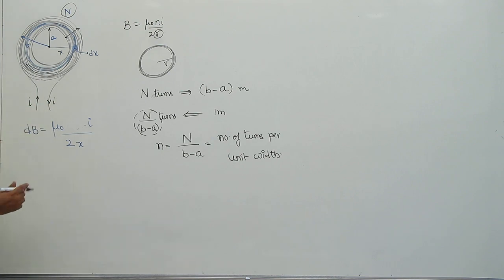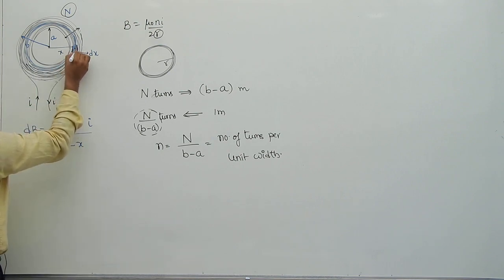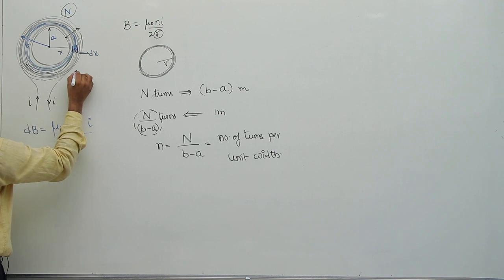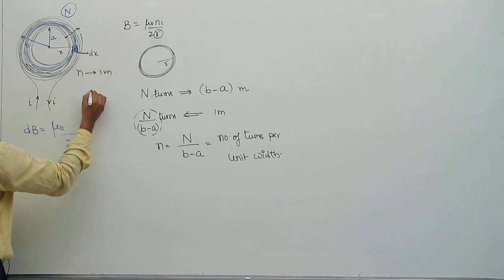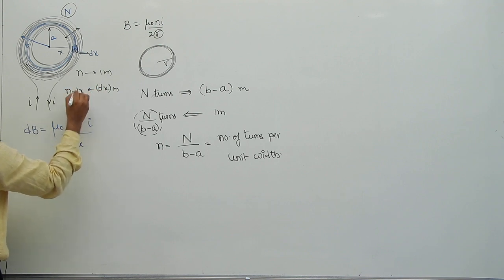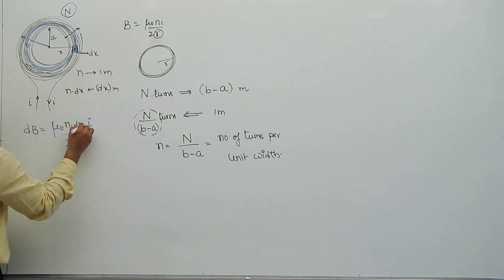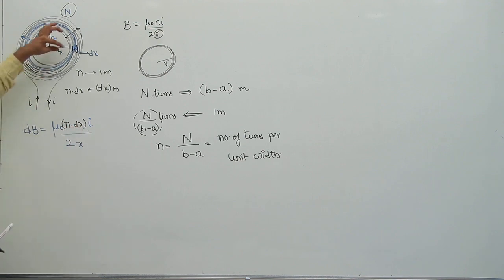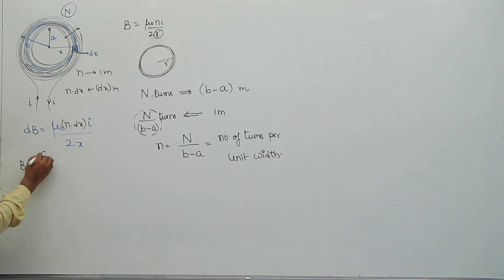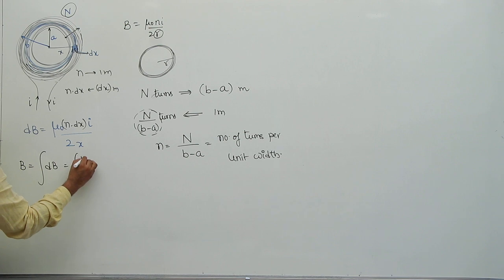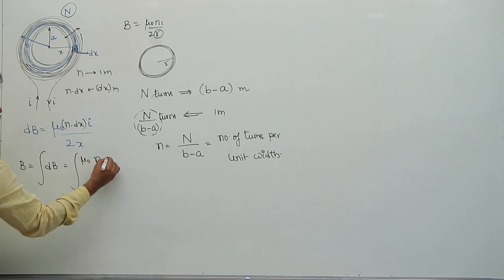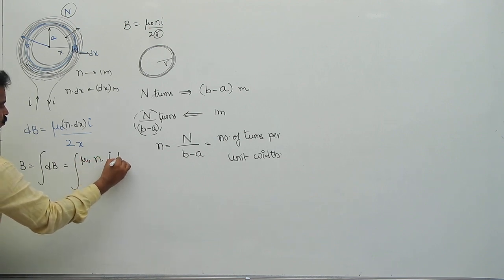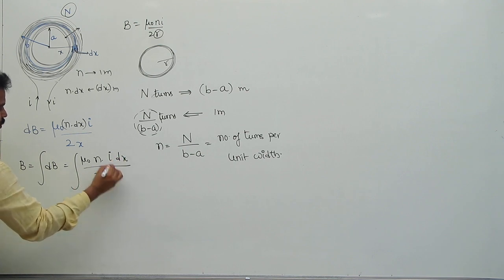Now, I am going to write the number of turns in this width dx. n turns are there for 1 meter. For dx meters, the number of turns will be n into dx. So I can write n into dx here. These are the number of turns in this blue colored portion. Now, what is the total magnetic field here? Integrate this one with limits. So this will become mu naught into n into I into dx by 2 into x.